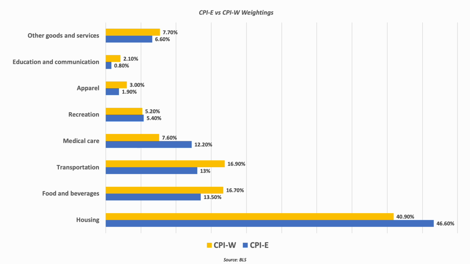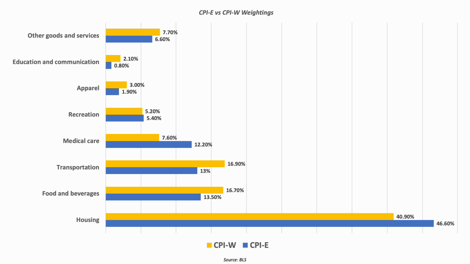When you see these side by side, you can tell that the big differences are in the medical care, transportation, and housing categories. The thought is that since seniors spend more of their money on health care and housing, the index should assign a higher weighting to those. And since they don't spend as much on transportation costs, like cars, it shouldn't assign as much weighting there.